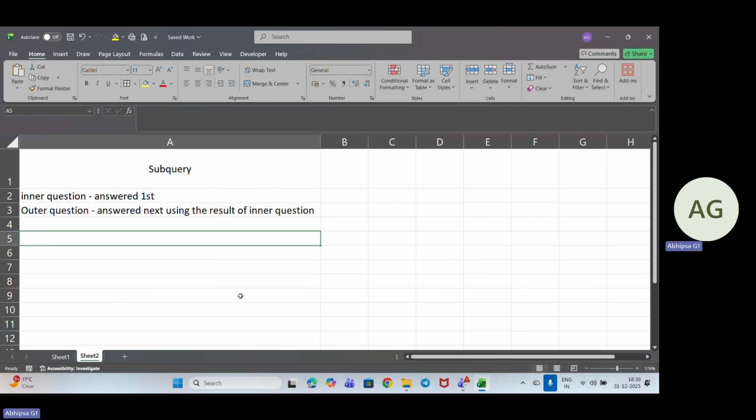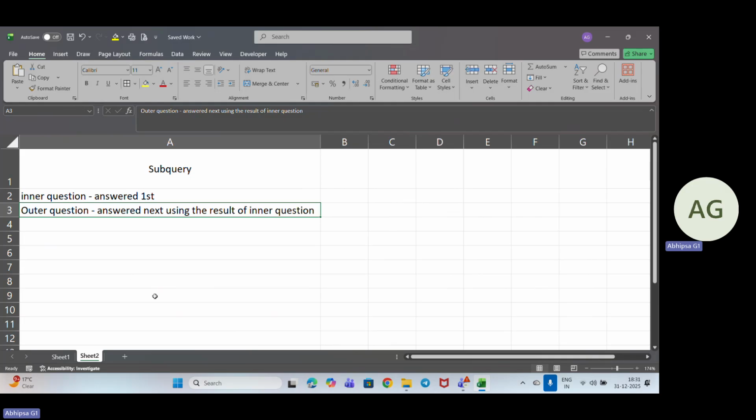So now think of it as steps accordingly. Inner question, outer question, it might get difficult for you, so you can just think of it as steps. Step one is to get the answer of the inner question, and step two is to use that result to get the answer of another query. So that is the major thing.